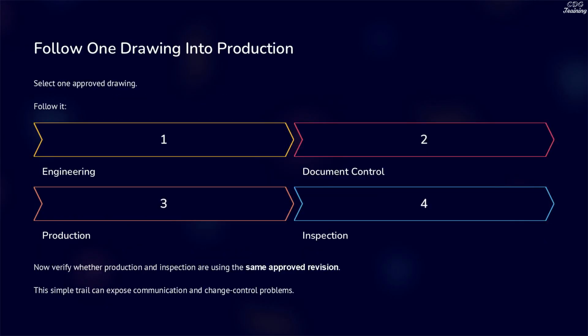Select one approved drawing and follow it through engineering, document control, production, and inspection. Verify whether production and inspection are using the same approved revision. This simple trail can expose communication and change control problems.